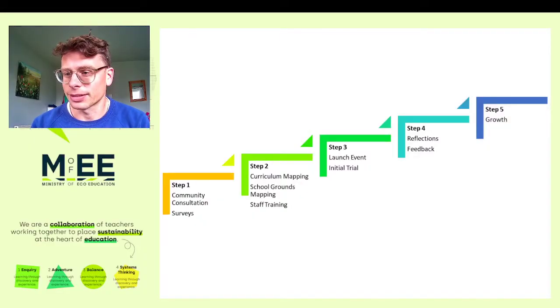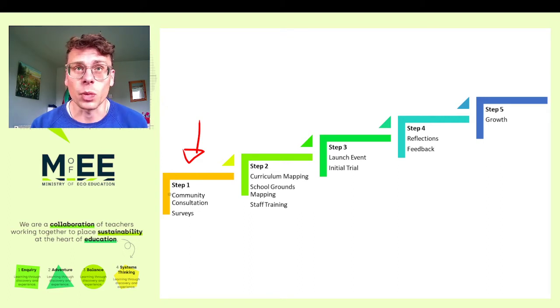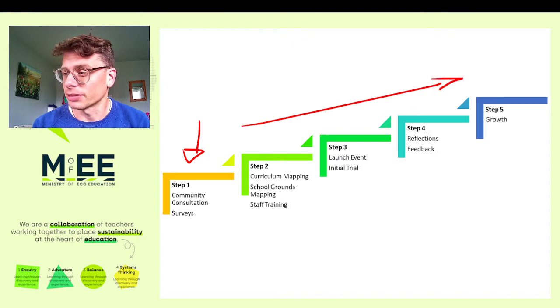They look like this. Now, the first step is all about communicating with the wider school community, making sure everyone's aware of what the project is about, and also there's some elements of survey. Talk about those a bit more in a second. I just wanted to give you an idea of the 5 steps.